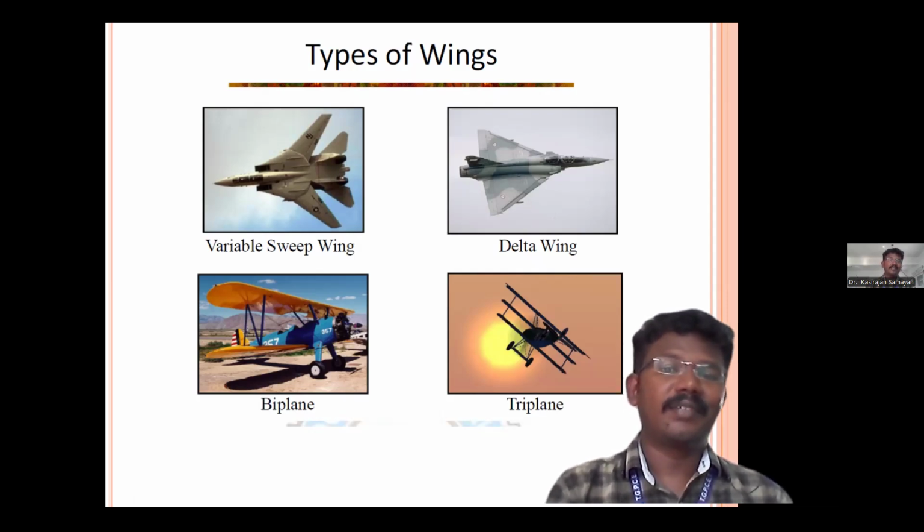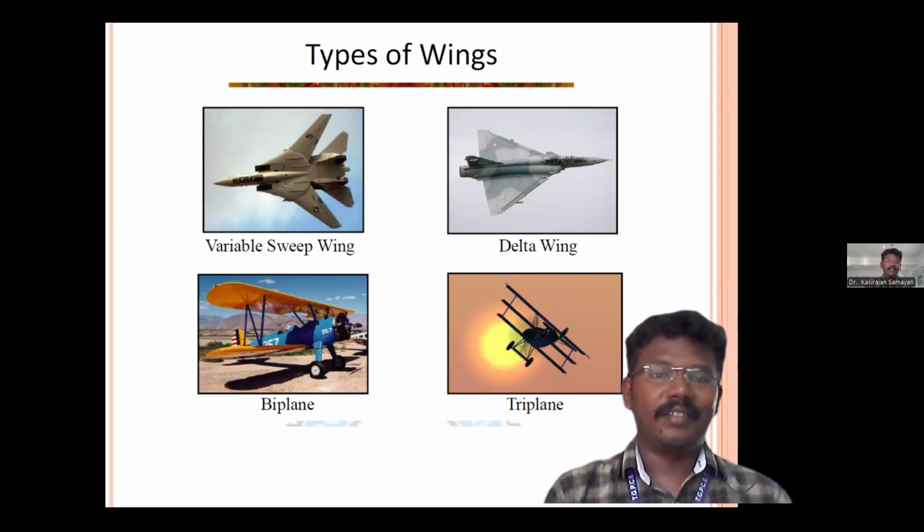Then the number of wings also plays a very big role. In the last two images you can observe more than one wing in the aircraft. The third image has two wings, and the fourth image has three wings. Generally, the last two types of aircraft are ancient, old models. These two aircraft are generally used for agriculture and some training purposes.